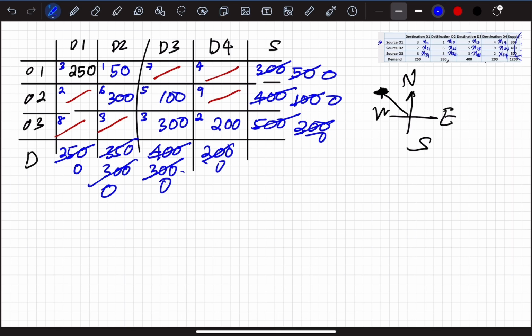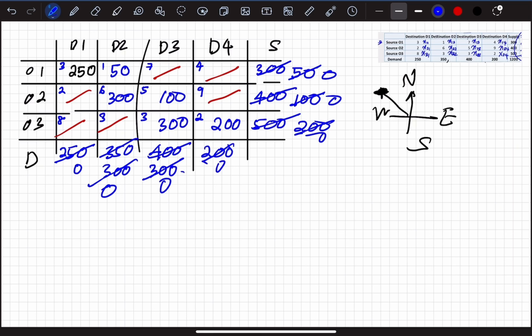So what is our solution? This northwest corner method doesn't mean it's optimal. This is what we call the initial solution. We need to confirm whether the initial solution is optimal or not by using another method later on.